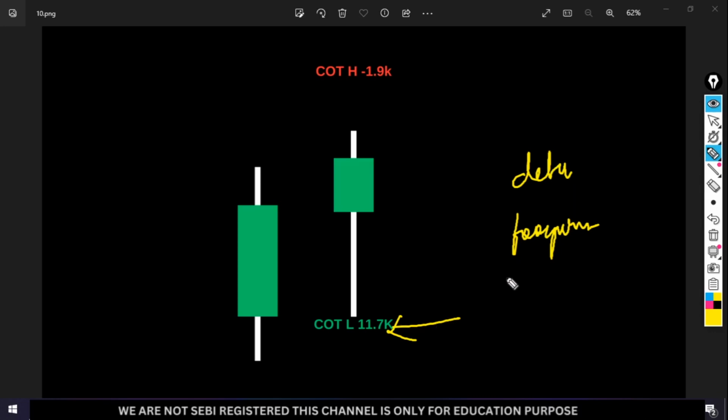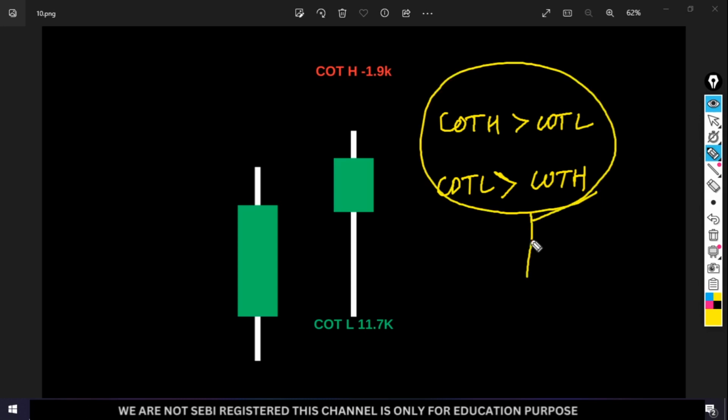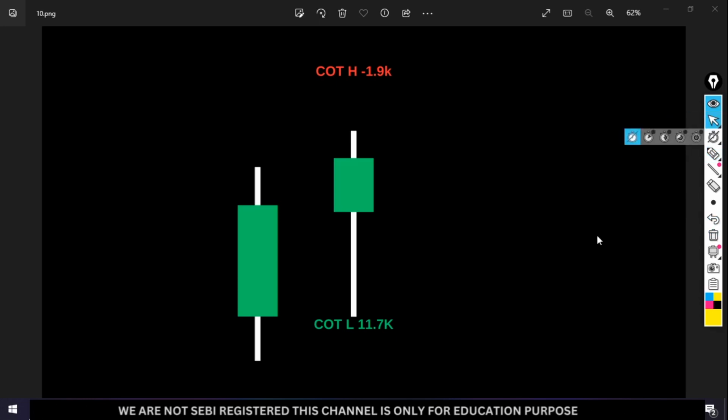I hope this video has helped you understand the meaning of the COT, commitment of traders, and how to use it, right? Don't forget this formula: when COT high is greater than COT low, it represents that the seller numbers are huge, and when COT low is greater than COT high, it represents that the buyer numbers are huge. So remember this formula to make your analysis and take a decision here, right? So this is all about this video. I hope this video has helped you to understand the commitment of traders.